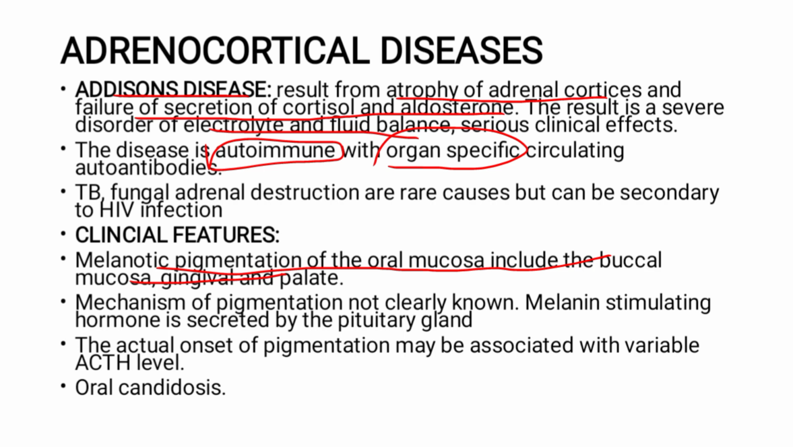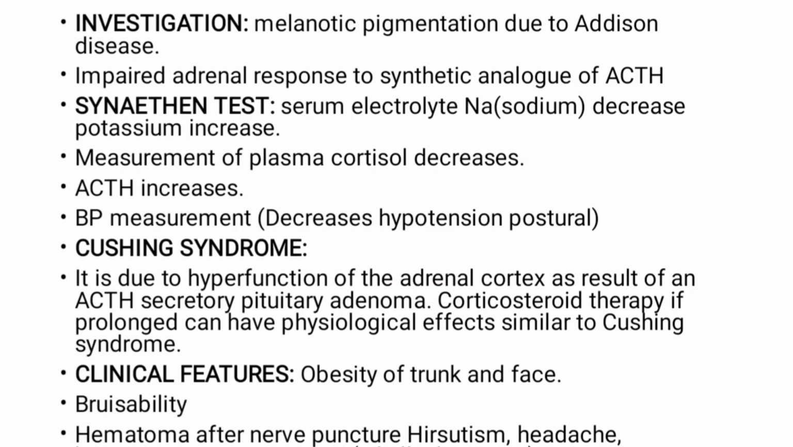Means you have pigmentation. The mechanism of pigmentation is not clearly known. Melanin stimulating hormone is secreted by the pituitary gland. The actual onset of pigmentation may be associated with variable adrenocortical steroid trophic hormone. Means it is due to the adrenocorticotropic hormone. And oral candidiasis: so you have melanotic pigmentation in the oral cavity, and you have oral candidiasis in this.